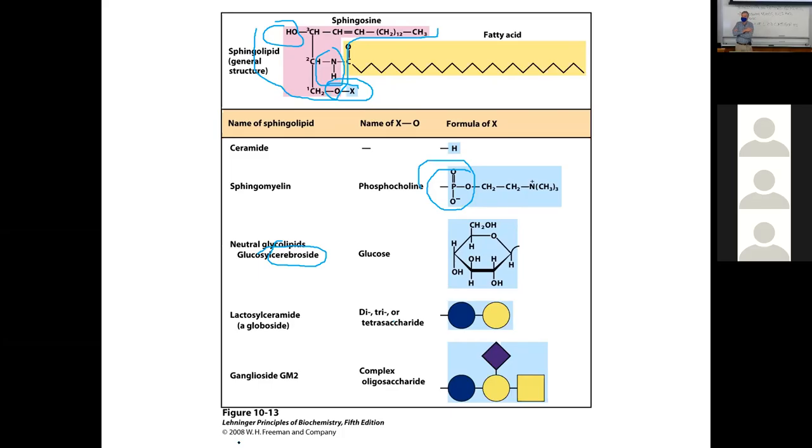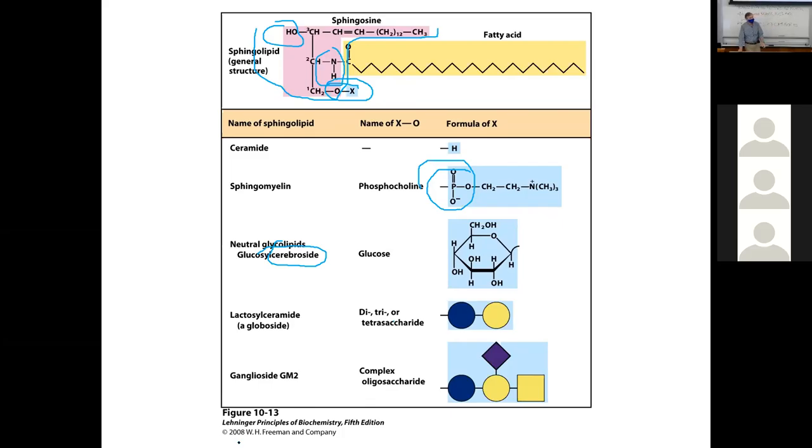These will be asked about on the exam. You should know the basic structure of these. You don't have to draw anything, although that would be fun. Maybe to impress your mother-in-law if you could draw a sphingosine, but probably not. Anyway. Yes, go ahead. Galactose. Yeah, so for cerebrosides, yeah.